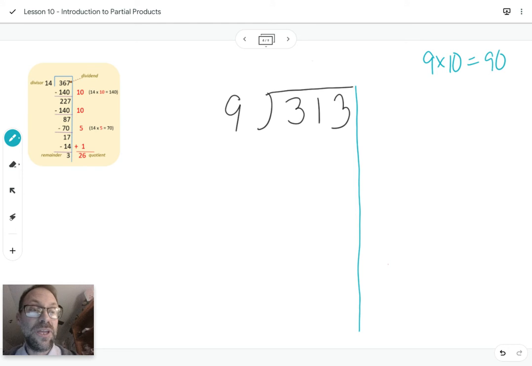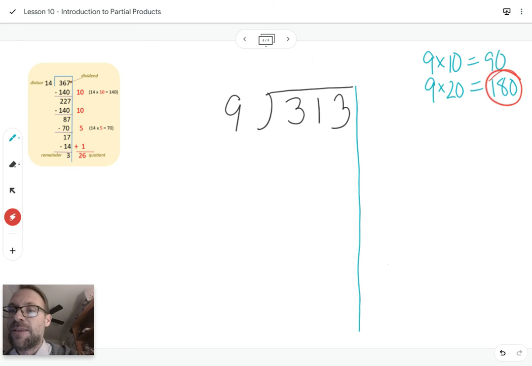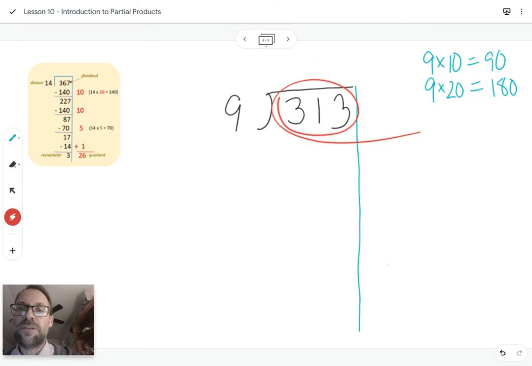So what I'm going to do is continue this list. I'm going to do 9 times 20. What's 9 times 20? Do you know? Well, 9 times 2, that's 18, plus 1, 0, 180. Is 180 close to 313? Yeah, it's closer, but I think we can get even closer than this, can't we?